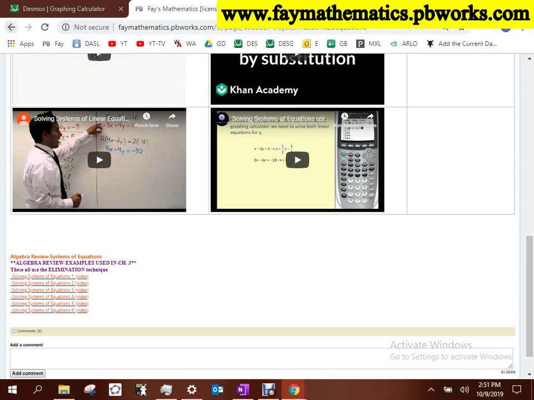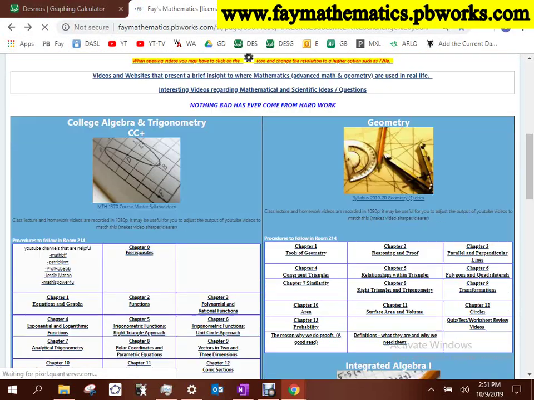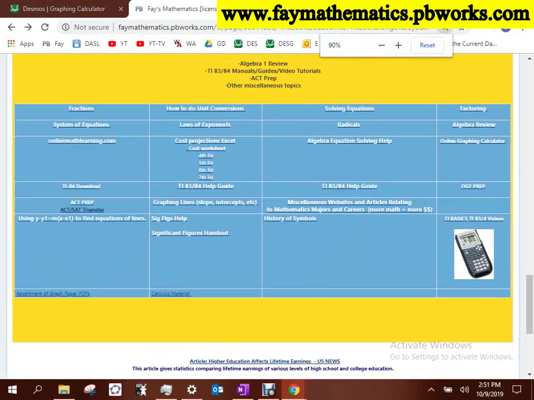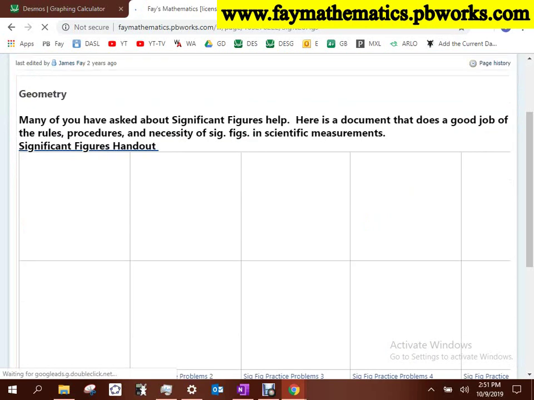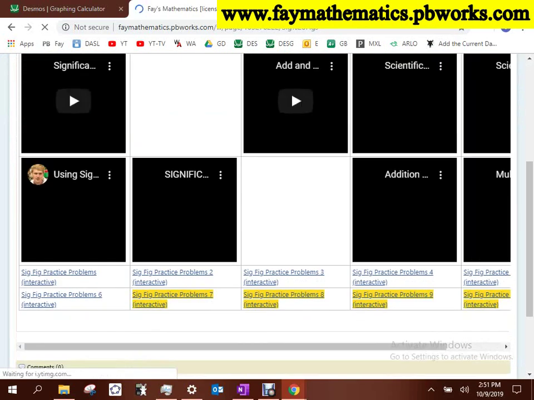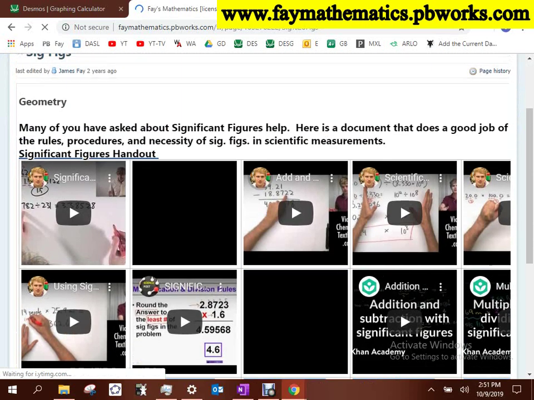You do sig figs in science, just to show you some stuff here that is additional to what we're going to talk about. We can do sig figs in math class, too. But if you're concerned about sig figs, you can click down here, and it's going to give you a lot of things to do, and these are all practice interactives with sig figs.